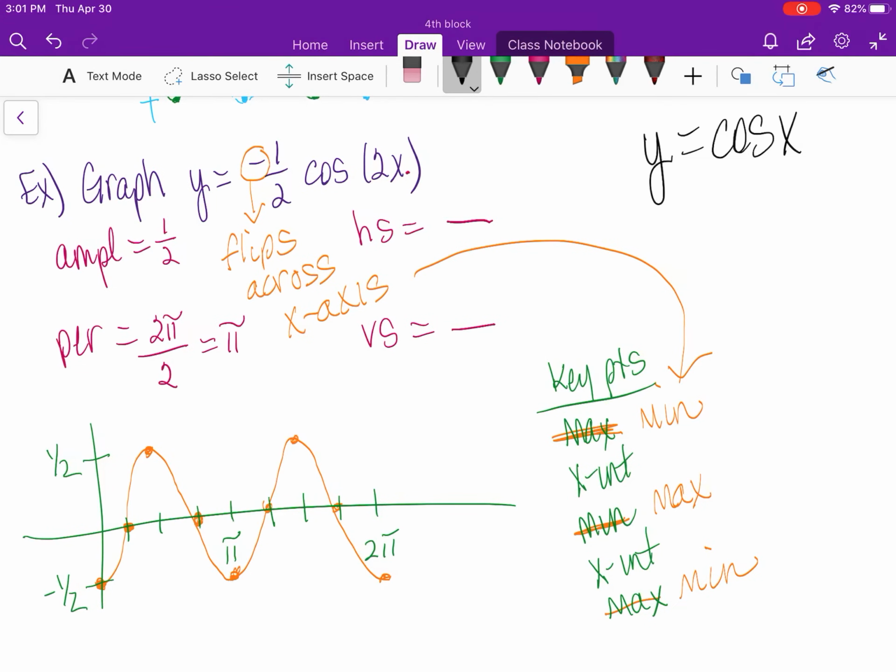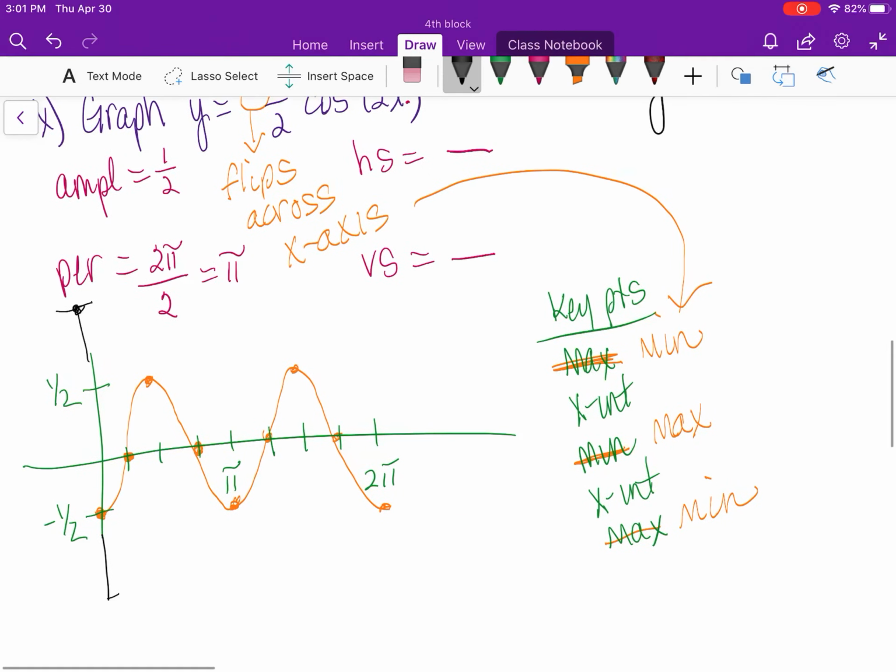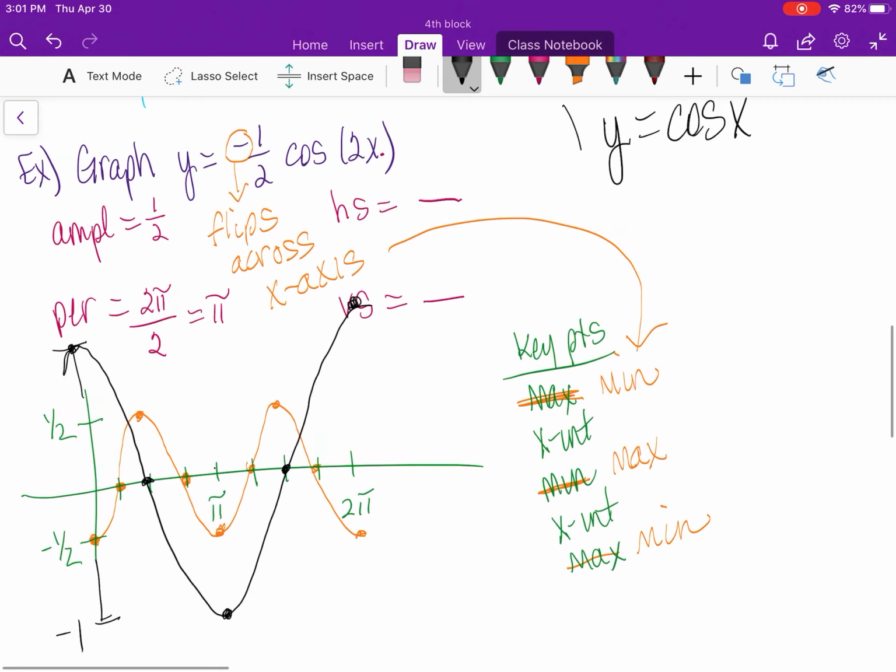Okay. When we were graphing y equals cosine x, we started with a maximum, and actually that's not right, because we would start with a maximum up here at 1, and my minimum would be down here at -1, okay? And I know that I end in a maximum too. Right in the middle is a minimum, and then I have an x-intercept in the middle and an x-intercept here. So this black graph is my y equals cosine x graph.